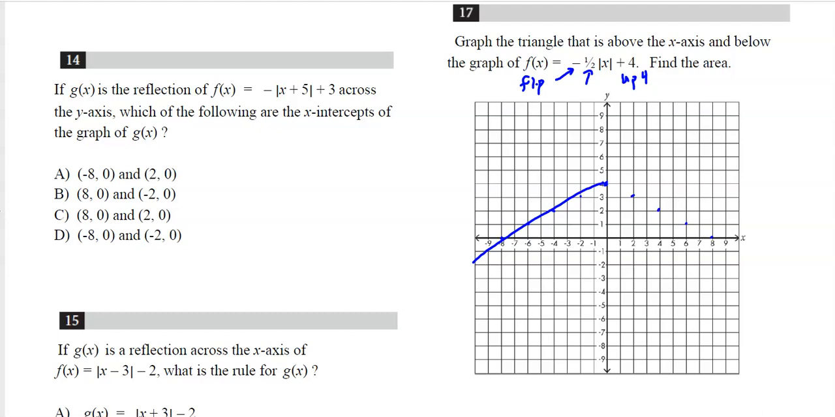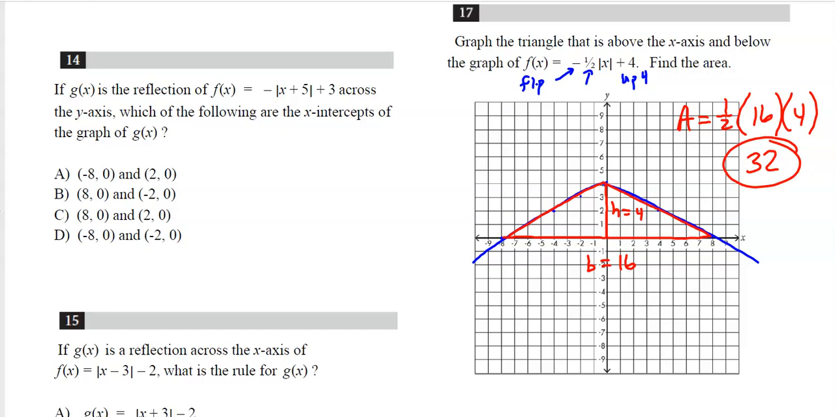So here is that. We're trying to find the triangle that's above the x-axis but below the graph. So we need to find the area of that triangle, which has a height of 4 and a base of 8 to negative 8, which would be 16. So area of a triangle, 1/2 base times height. Half of 16 is 8. 8 times 4 is 32.